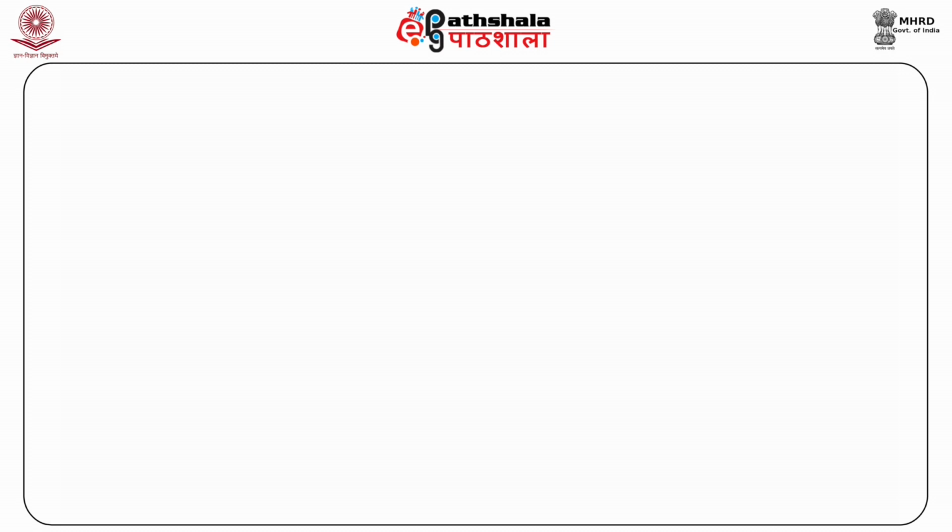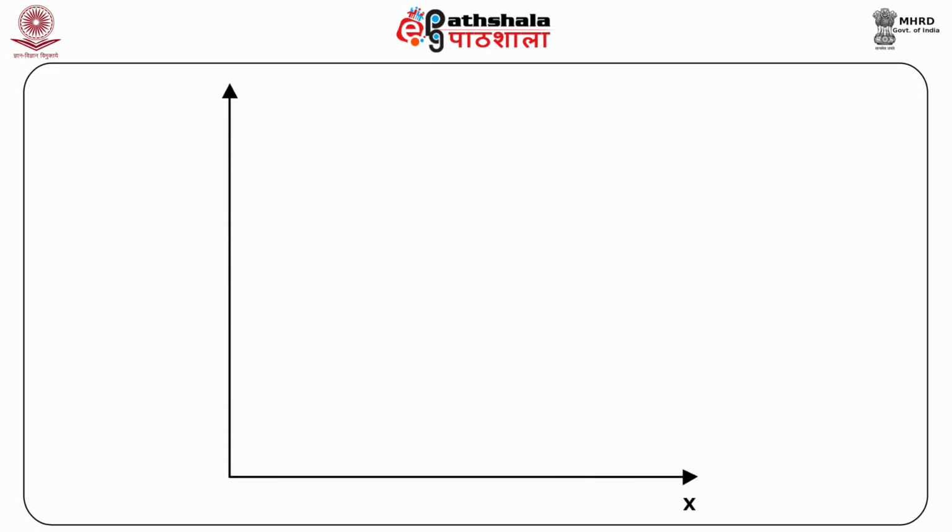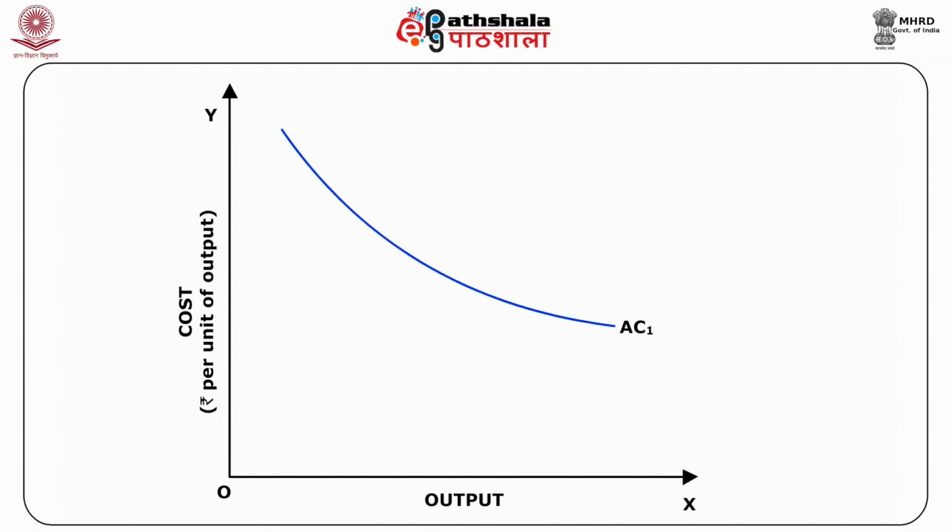Let us understand it through a graph. In this graph, we are taking output on x-axis and the cost per unit of output on y-axis. AC1 is the average cost curve of the firm. The firm moves from A1 to A2 along AC1. This enables the firm to lower costs.